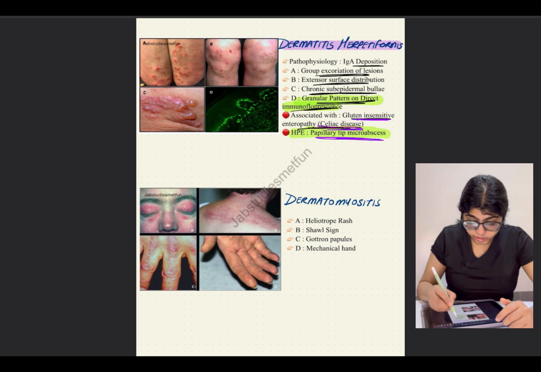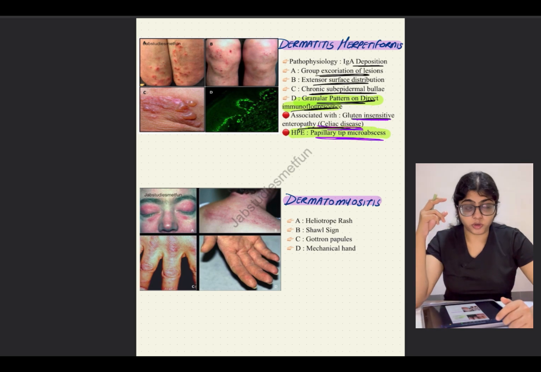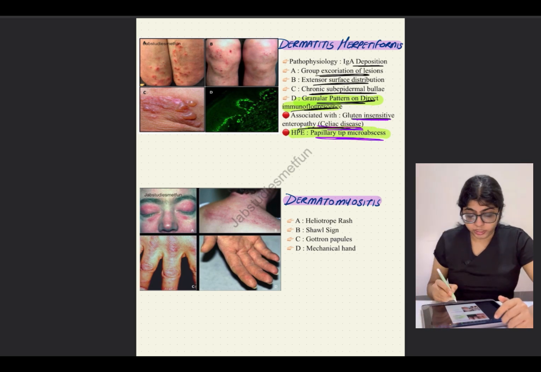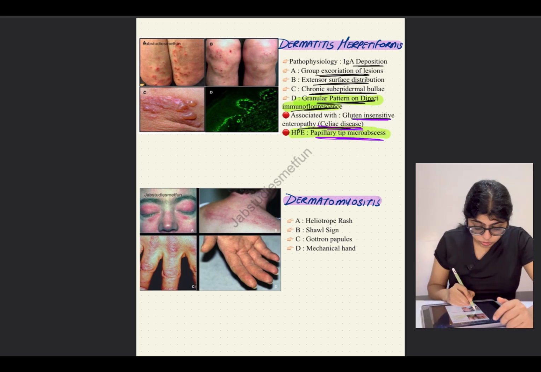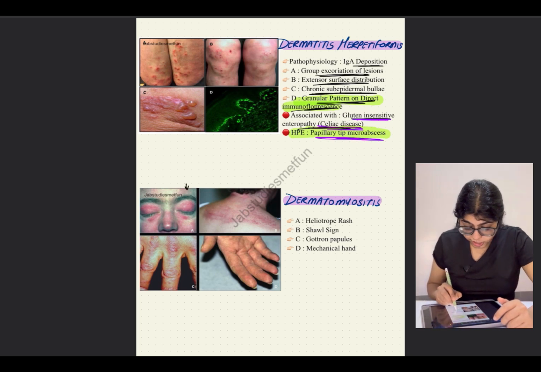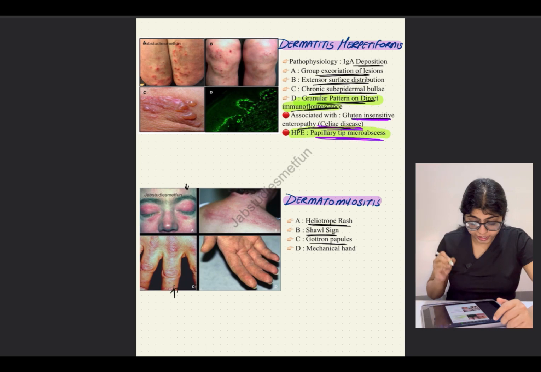The next condition here is dermatomyositis. Now, in dermatomyositis, there is an involvement of the skin as well as the muscular components of the body. The first image shows a very characteristic rash, heliotrope rash. The second one shows shawl sign. The third one shows Gottron papules, which are again characteristic for dermatomyositis.